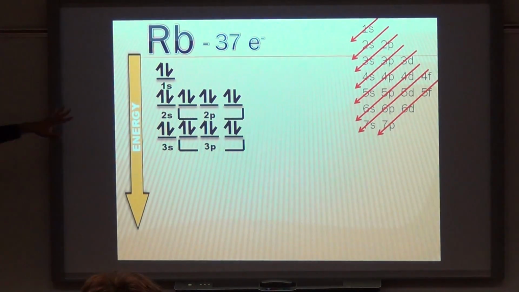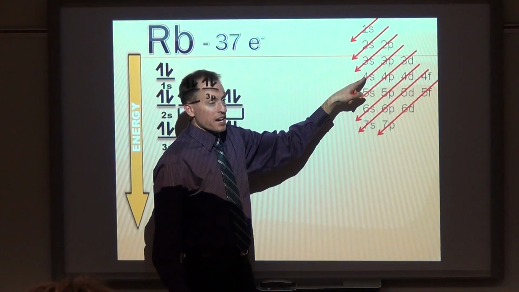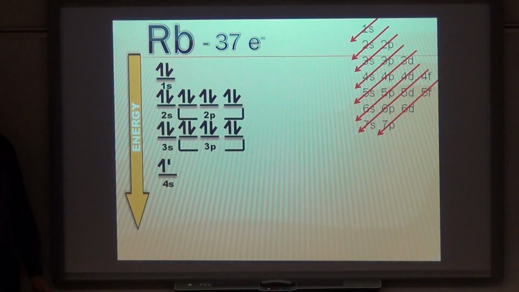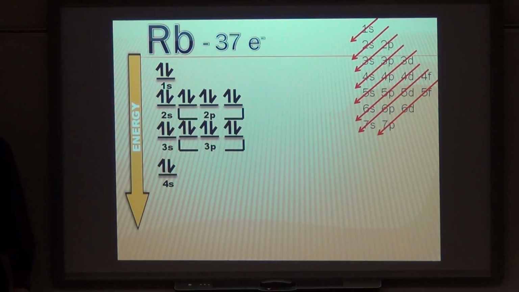Okay. So that's 18. Now where? Now I've got to go to 4s, right? So s would go underneath the other s. So that's 20. Then what?